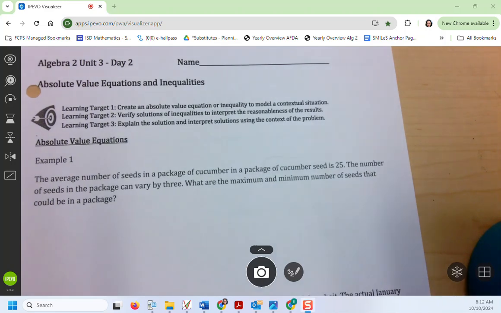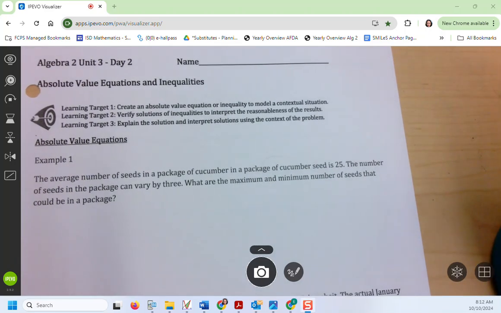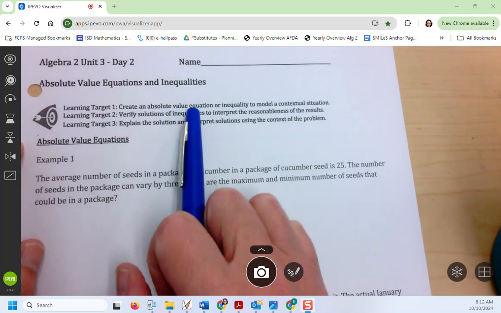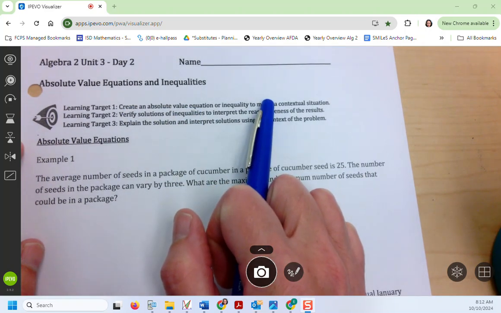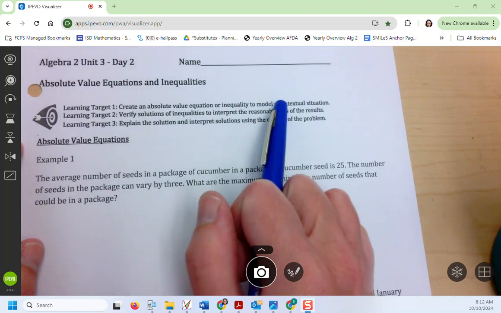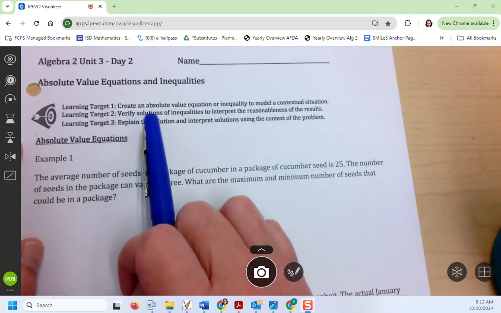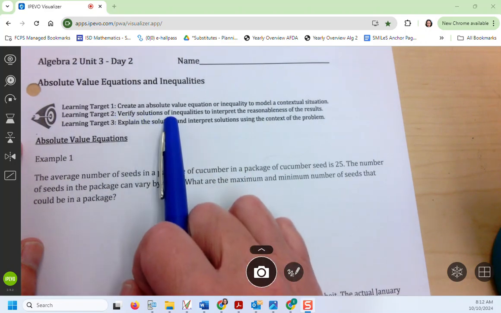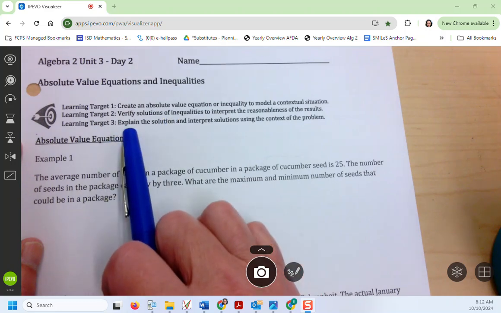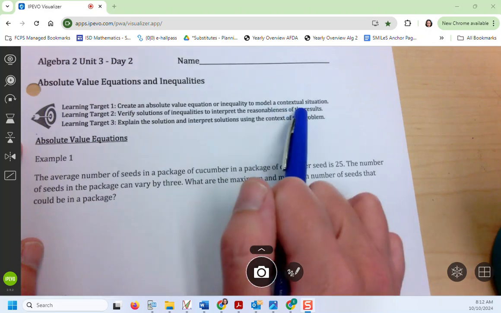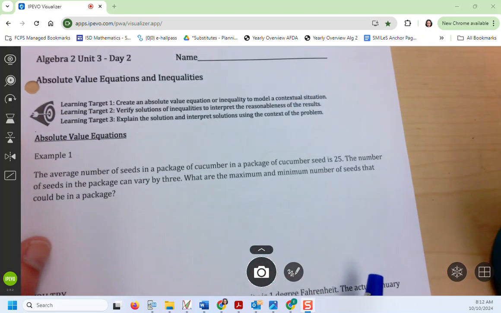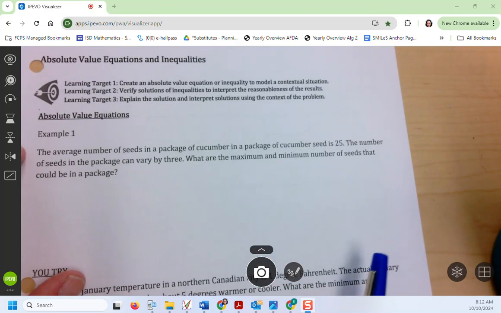All right, so today we have 3 learning goals. Create an absolute value equation or inequality to model a contextual situation, so that would be in the context of the real world. Verify the solutions of inequalities and interpret the reasonableness of the results. And explain the solution and interpret solutions using the context of the problem. So today we are going to use absolute value in the real world.